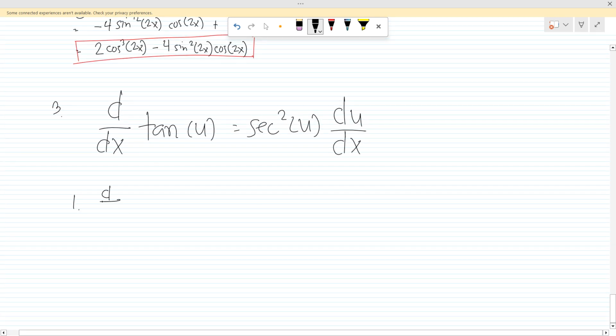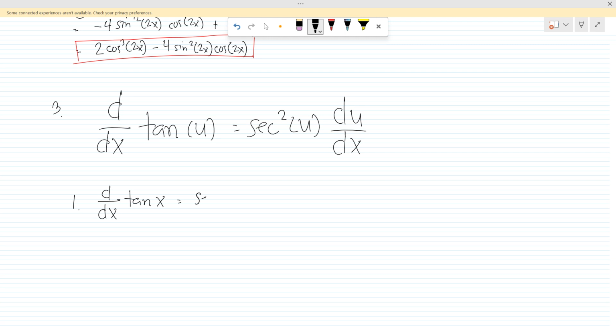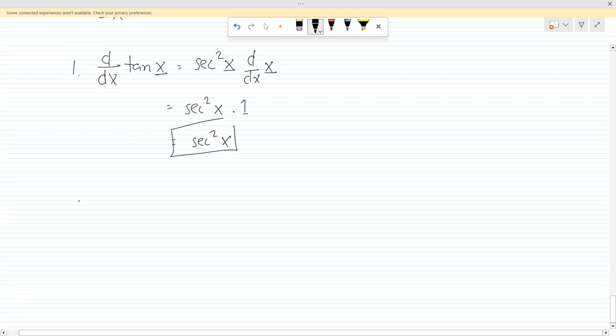Okay, so we have here d over dx of tangent of x. So this is equivalent to what? Secant squared of x, then d over dx of our angle, and that is x. So what is the derivative of x? That is equal to 1. Therefore, the answer here is secant squared of x. Can you follow?